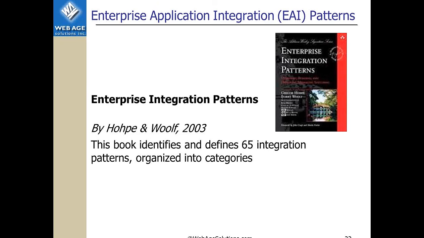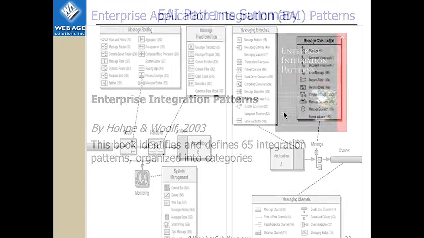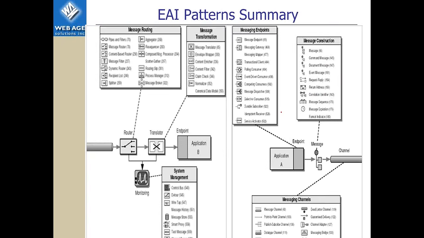Enterprise Application Integration Patterns was written and published by two authors back in 2003, Hohpe and Woolf. They identified and described 65 integration patterns, and they did a very good job organizing them in logical categories. Here's a snapshot of some of the patterns that are described in this book.